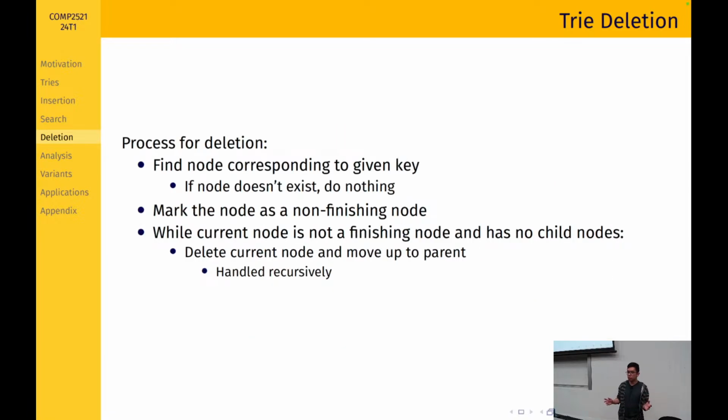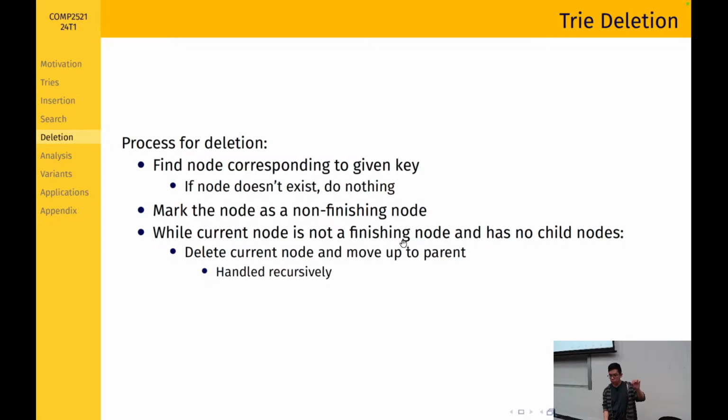So here's what we can do. First we find the node corresponding to the given key. Then we mark the node as a non-finishing node, like I described earlier. But then we want to clean up the trie if it ends up with a dead branch. Starting from that final node in the path, if that node is not a finishing node and it also has no child node, so it's a leaf node, then we delete that node and move up to the parent and repeat.